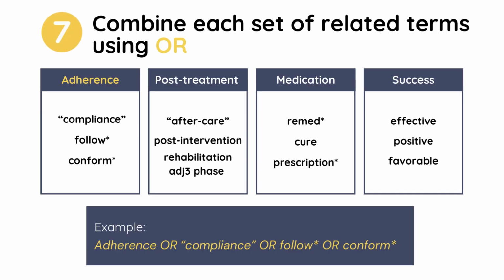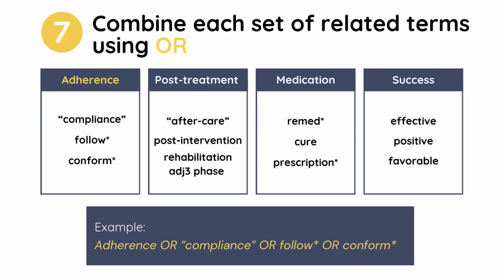Moving on, to narrow down and widen search topics using the search engine, Boolean operators and MeSH terms are utilized. Boolean operators allow us to control how search terms are combined. One of the Boolean operators we can use is OR. This operator is used for combining related words such as adherence or compliance or follow or conform. These terms are not exactly the same but convey similar meanings.